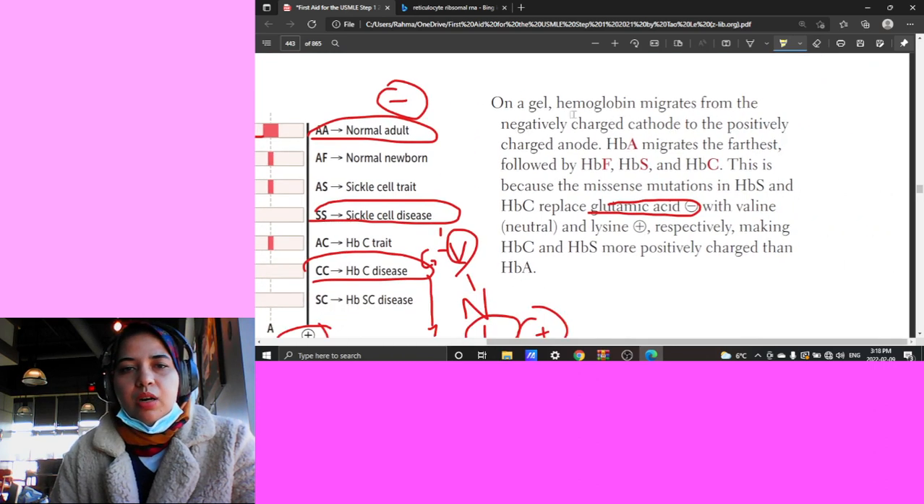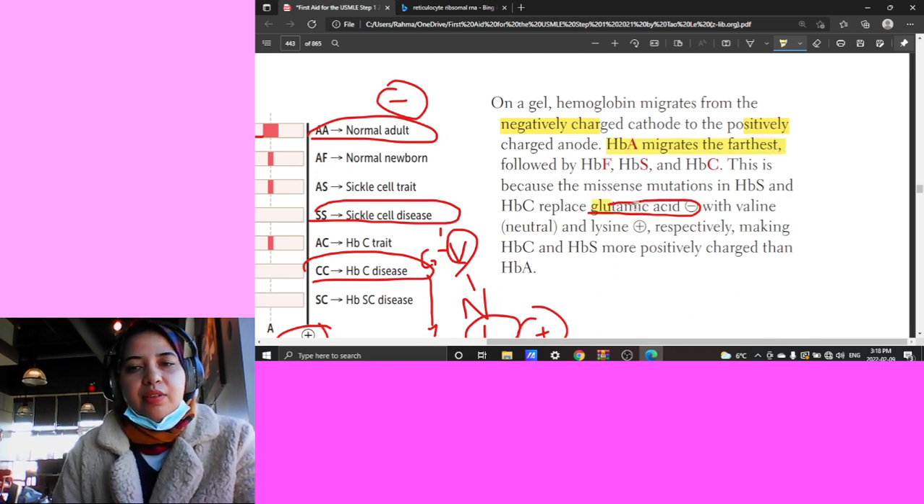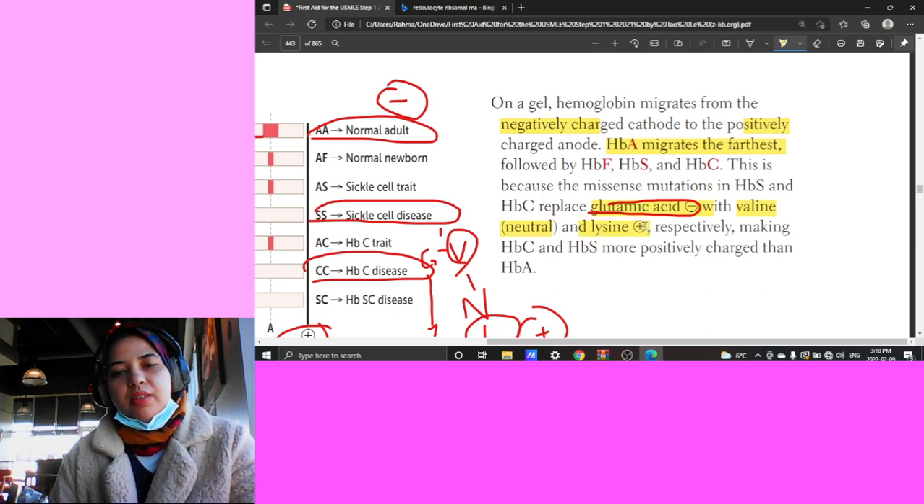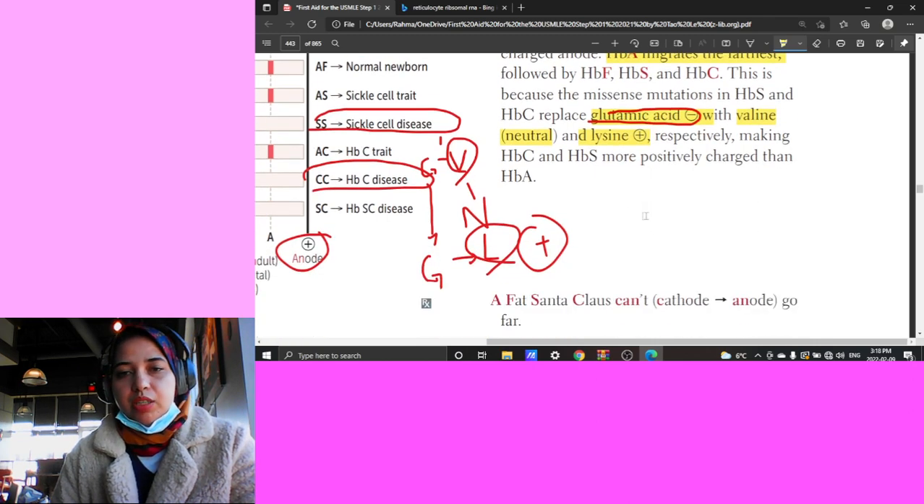On a gel, hemoglobin migrates from the negative charge to the positive charge. So HbA migrates the farthest. Remember, we said that's because it has the glutamic acid, which is negative. But if you switch the glutamic acid with valine, which is neutral, in HbS disease, or lysine, which is positive in HbC disease, then you're going to have changes in the direction that the gel is moving in.